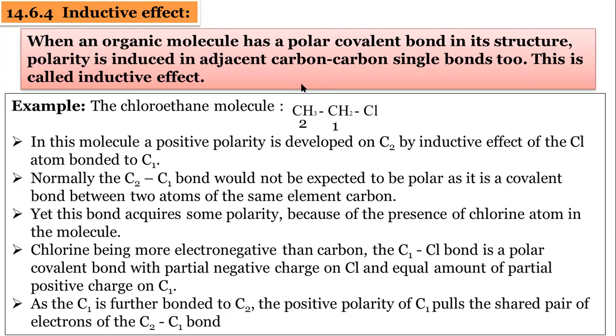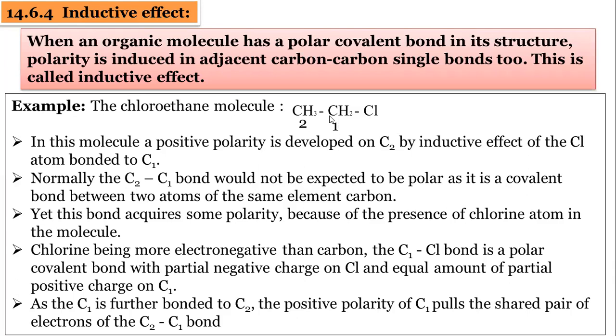म्हणजे या एक्झाम्पल मध्ये बघा, Cl हा कोणाला जोडलेला आहे, this carbon number 1. So actually this bond is polar, but due to this chlorine, the positive polarity is induced on carbon number 2. It is called the inductive effect. Normally the C2 and C1 bond would not be expected to be polar.